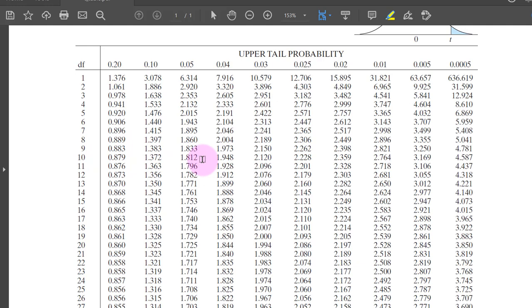Okay, so 10 degrees of freedom and 0.01 is all the way over here, and 0.005 is right next door. So those are our two answers, 2.764, 3.169.